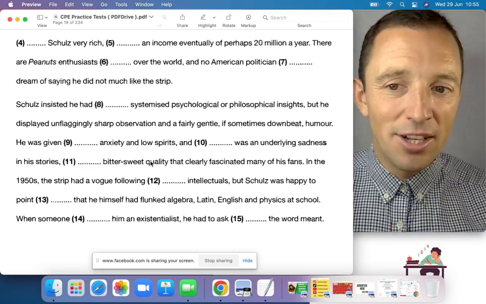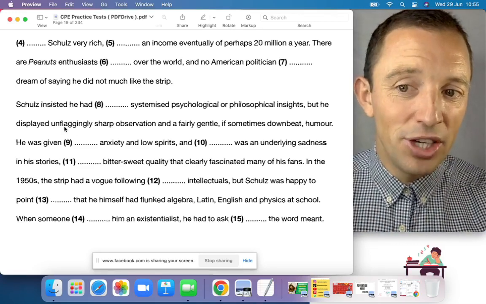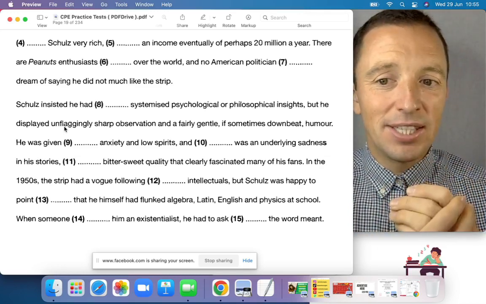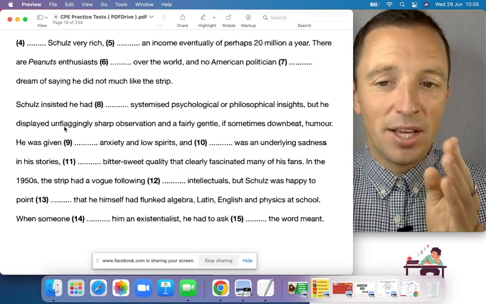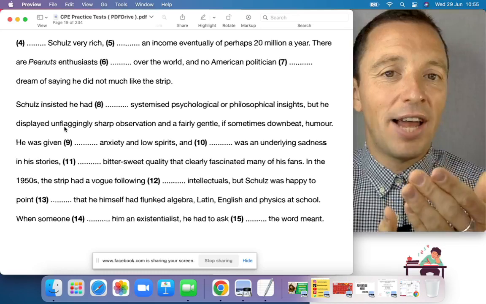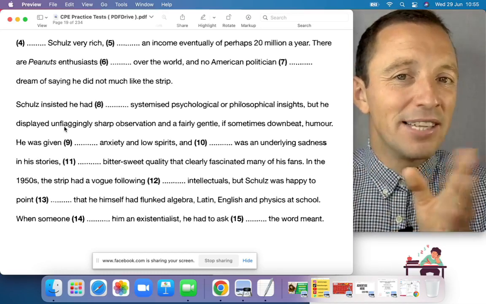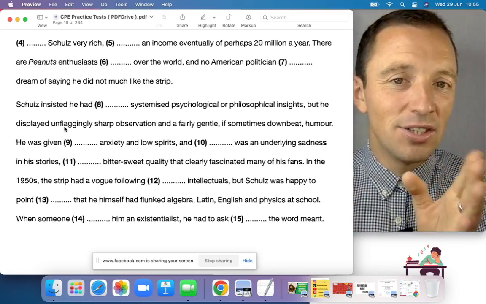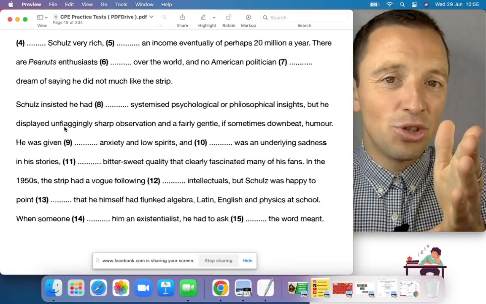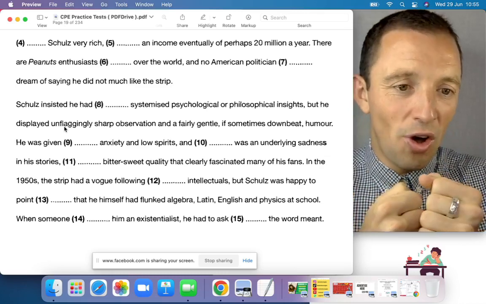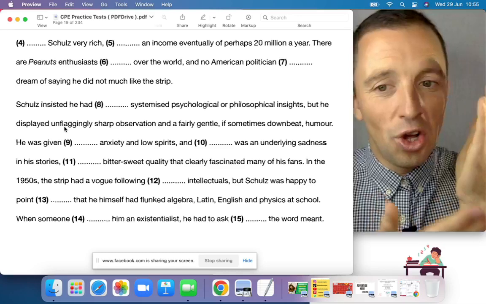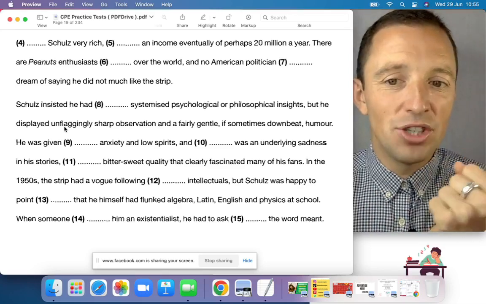But he displayed unflaggingly sharp observation. That's very difficult vocabulary. If you are unflagging, this means you are constant. You are very regular, you're very constant, you're unflagging. Your spirit is unflagging, because to flag is to be a little bit weak and soft. So if you're unflagging, you're very straight and very strong. And that's the context here. So his observation was always very clear and very strong.